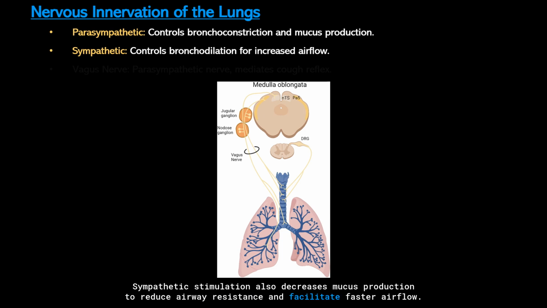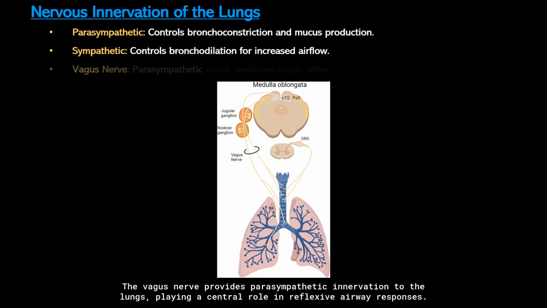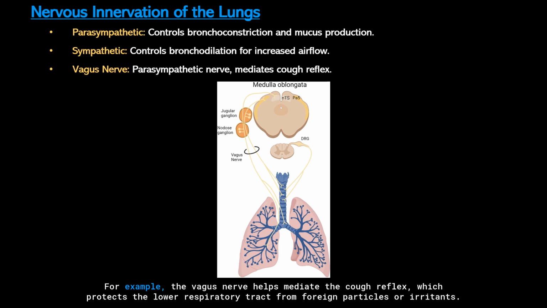The vagus nerve provides parasympathetic innervation to the lungs, playing a central role in reflexive airway responses. For example, the vagus nerve helps mediate the cough reflex, which protects the lower respiratory tract from foreign particles or irritants.